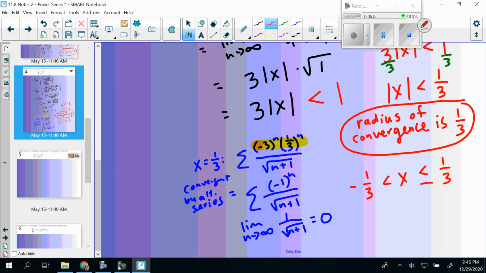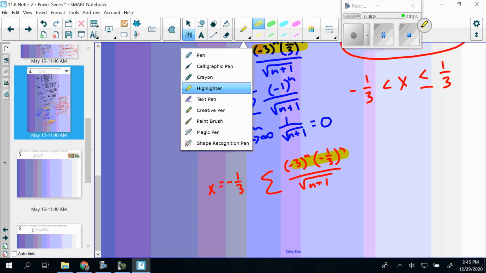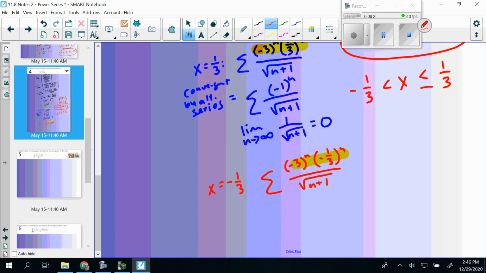Now let's test the other one. We've got to test the other endpoint. We want to test negative 1/3. So if we put that in the same way, we have this. Now if we combine these two together, that would end up being positive 1 to the n. And positive 1 to the n is just 1, so it's just 1 over square root n plus 1.